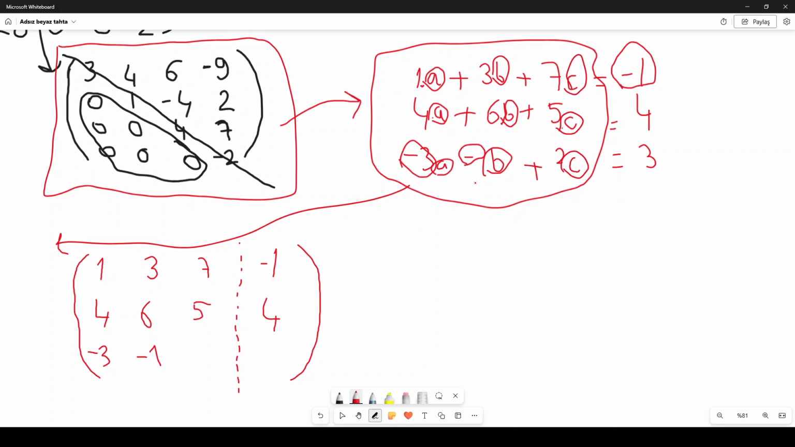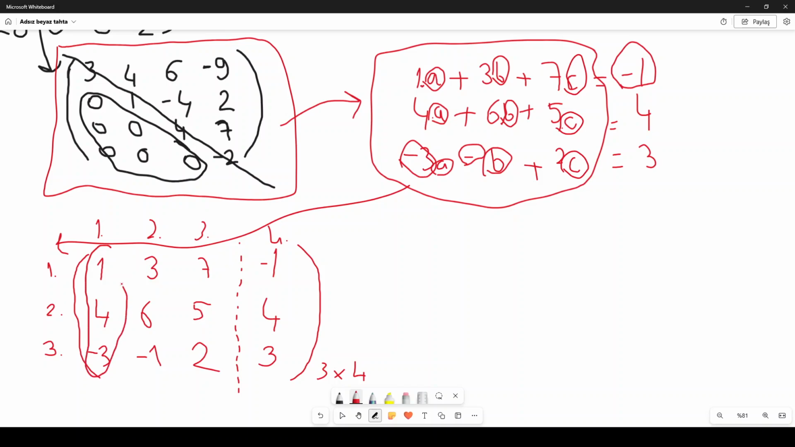In the third equation, the coefficient of b is minus 1, so don't forget the negative sign, and 2, and the right hand side is 3. So we have a 3 by 3 augmented matrix form. Sorry, 3 by 4. I forgot that. It's 3 by 4. Why? Because the number of rows is 3: the first row, the second row, and the third row, whereas we have 4 columns. This is the first, the second, the third, and the fourth column.